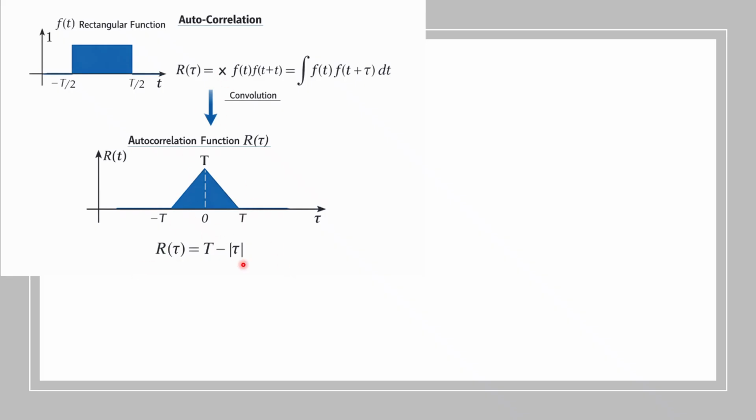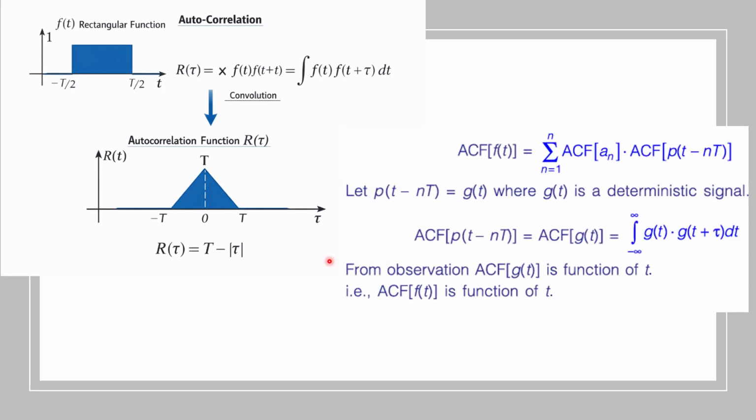So here you can see, is this independent of time? Of course not. The values depend on the time, right? If tau is 0, then the value is maximum. So this depends on the time, and of course the statement is not correct. So how will you find it?